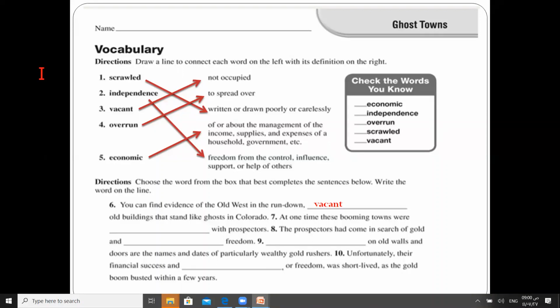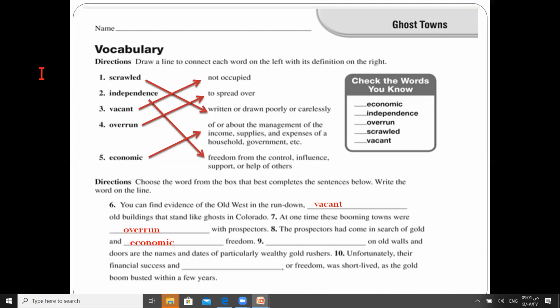Overrun with what? Prospectors. The prospectors had come in search of gold and something related to money. What is it? Teacher, economic. Economic. An old wall, and those are the names and dates of particular wealthy gold rushers. Yes. Scrawled. Yes, scrawled on old walls.